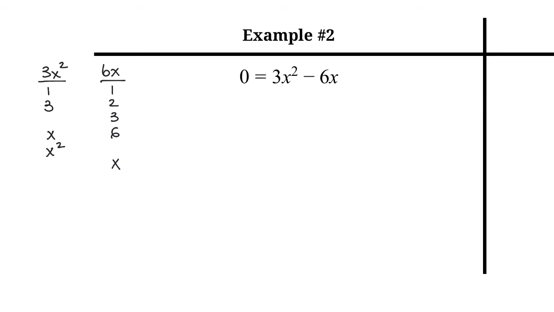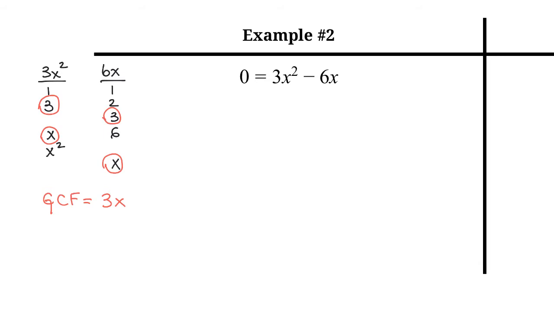So if I check both of my lists, I want to identify what the greatest common factor would be. For the numbers, I can see that 3 is the largest number that they have in common. And for the variable, I can see that both of them have an x in common. So that means my greatest common factor is going to be 3x.